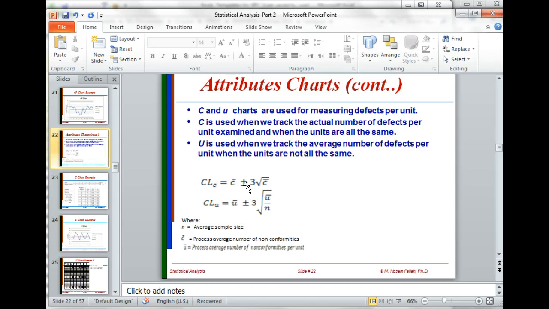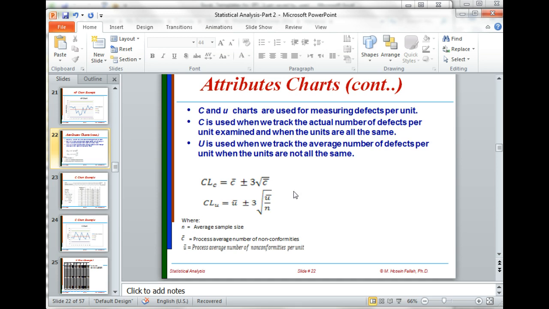The formula for the C chart is again very similar to what we had for the P chart, it's C bar plus or minus 3 square root of C bar, which represents the 3 standard deviation. So that's for C bar. If we are using the U chart, then it's very similar, but it's a little bit different. And the difference between C and U is that in the C, the units are identical.